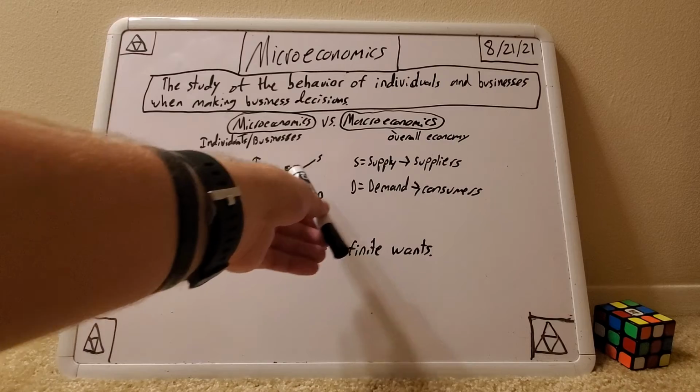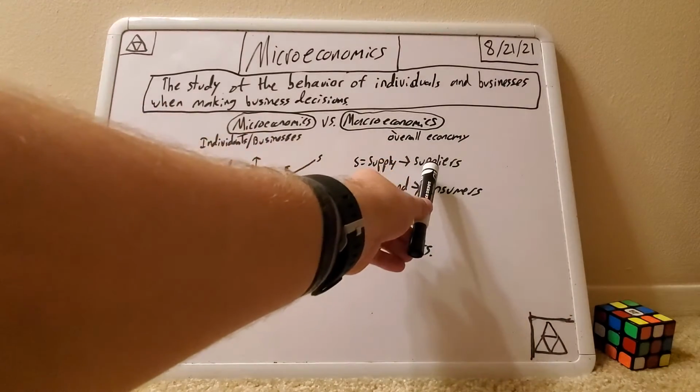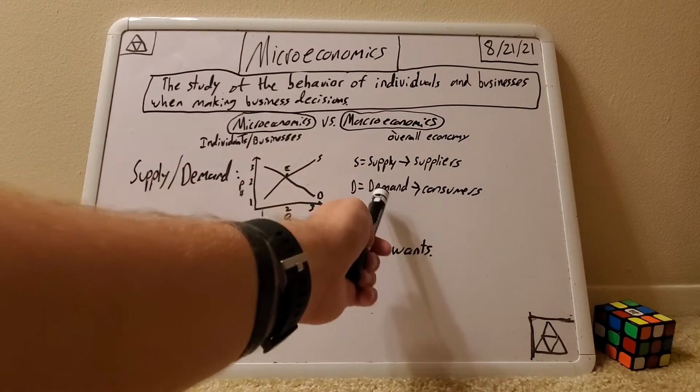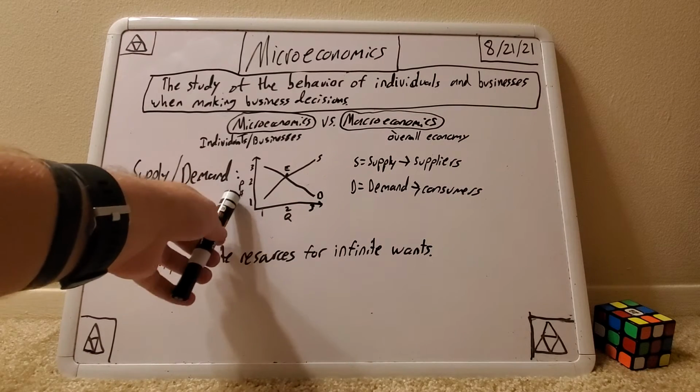And then on the actual graph, we have the S line, which is supply, and this is going to represent the suppliers, and then the D line, which is the demand or the consumers, is what that will represent. So kind of explaining this in a quick way, we have price. So always look at the price first.